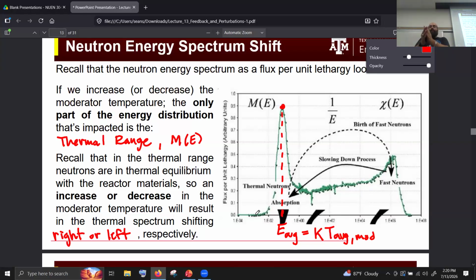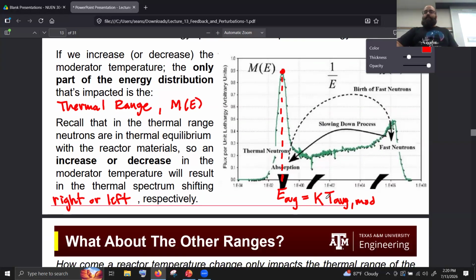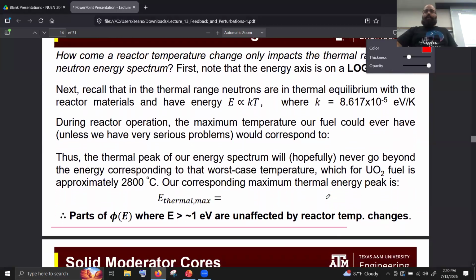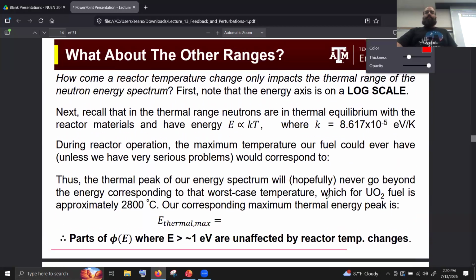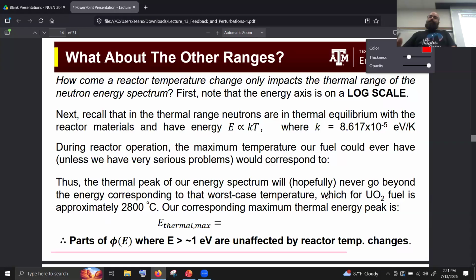or average temperature to like, which is in this region, relative to what the temperatures would be if I was calculating a KT for the neutrons that are fast. So on the next slide, I want to try to convince you about why it's only the Maxwellian part that gets shifted. And so the neutrons in the Maxwellian are in thermal equilibrium with the reactor, and they have an energy that's proportional to K times T, where K is this Boltzmann constant in units of eV per Kelvin.